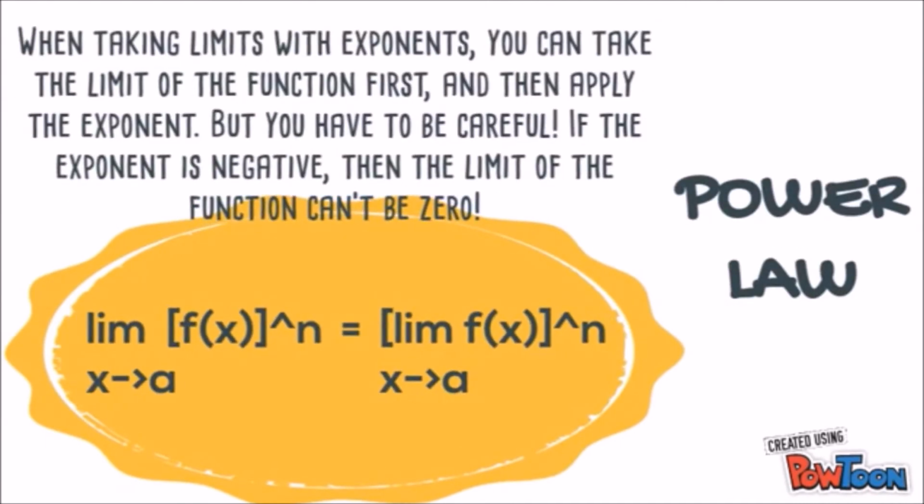Now for the power law. You can take the limit of the function first and apply the exponent. But if the exponent is negative, then the limit of the function can't be 0. It is shown as the limit of f of x raised to n as x approaches a is equal to the limit of f of x as x approaches a, raised to n.